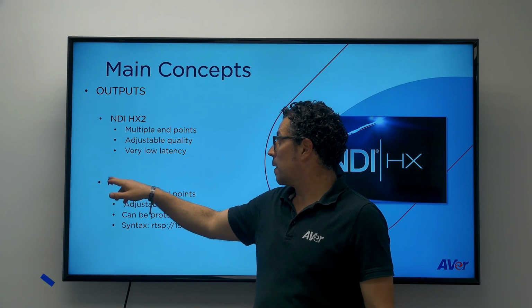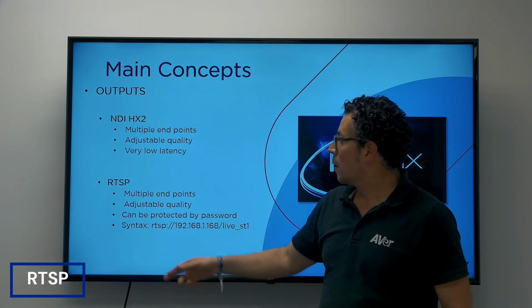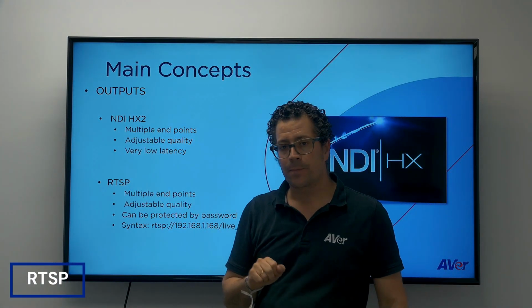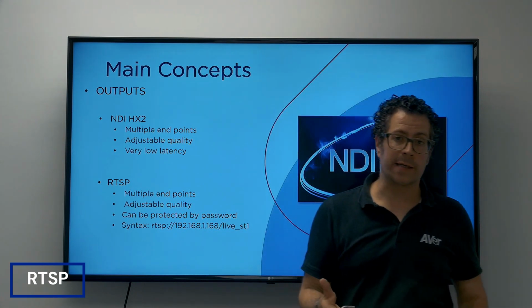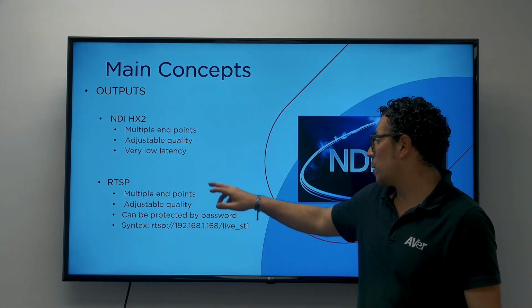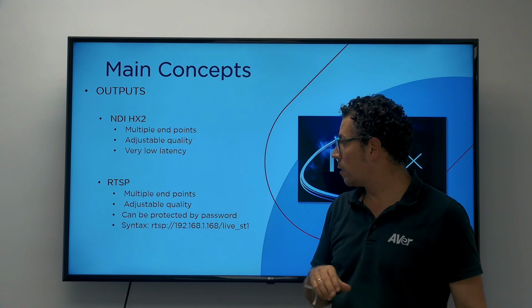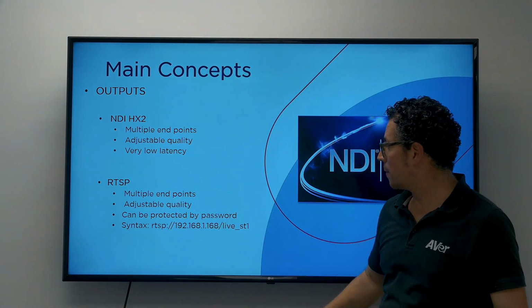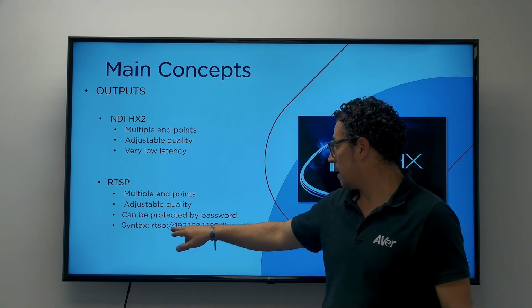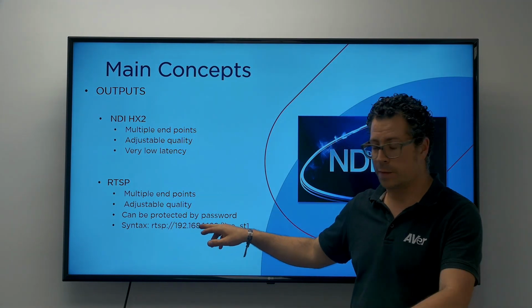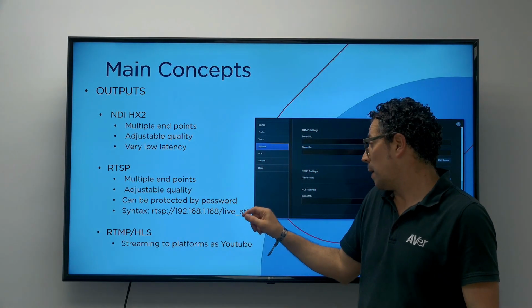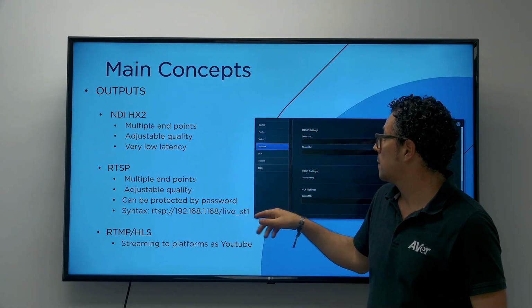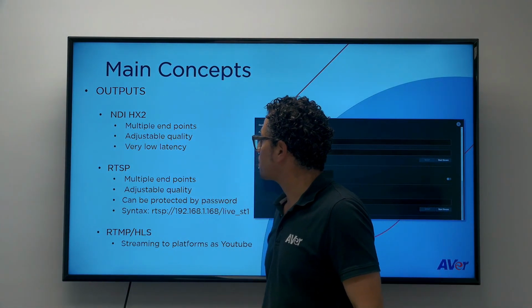The other possibility, if you don't want to use NDI, is RTSP. RTSP is another streaming protocol where you can have multiple endpoints. You can adjust the quality, you can also set up the security, and the syntax is very simple. Basically, it's the IP of the tracking box and live ST1. It's similar to our cameras.